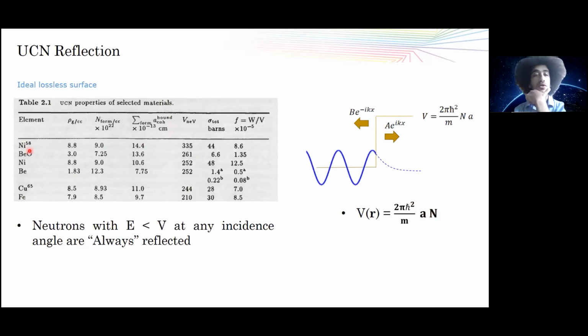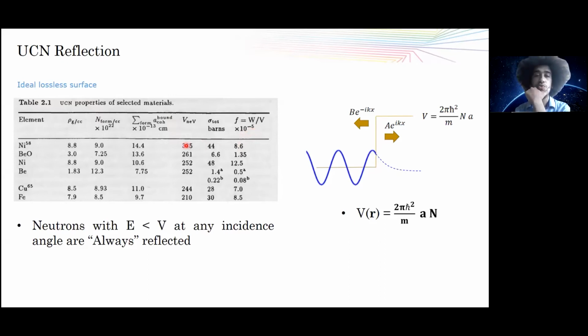And on the left-hand side of this table, there's a list of some of the materials that have been used to study these ultra-cold neutrons, and one of the best is nickel 58, which has a potential step of 335 nanoelectron volt and a loss factor that we'll come back to in a few slides of 8.6 × 10^-5.